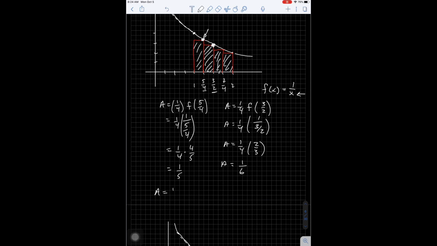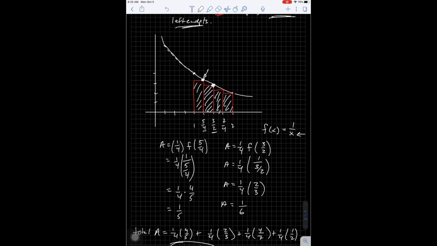Here's what it's going to look like at the end. You're going to get 1/4 times 5/4, or excuse me, times 4/5, flip it over. 4/5 plus, this is the total area, plus 1/4 times 2/3 plus 1/4 times 4/7 plus 1/4 times 1/2. And when you do that out, you get 0.6345. That's going to be your final area under that curve. Okay, so that's how you do the right endpoints.